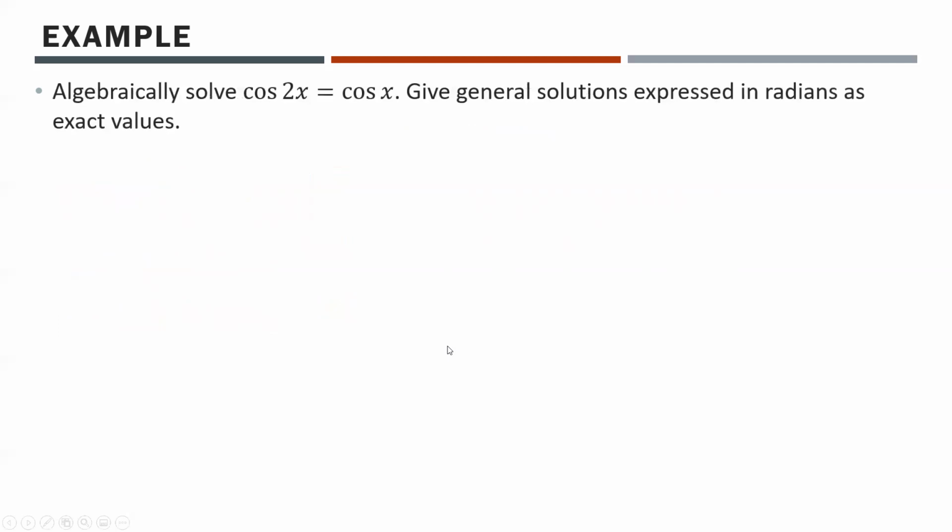Anyway, moving on. Next one, algebraically solve cosine 2x equals cos x. Give general solutions expressed in radians as exact values. Oh, this one's just a thriller, isn't it? All right, so here's my hint to you.